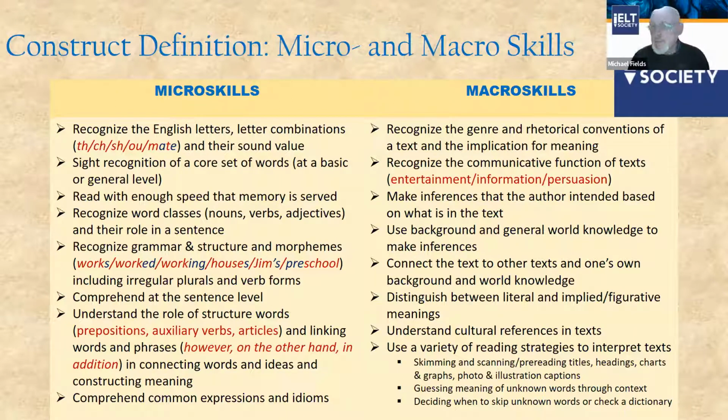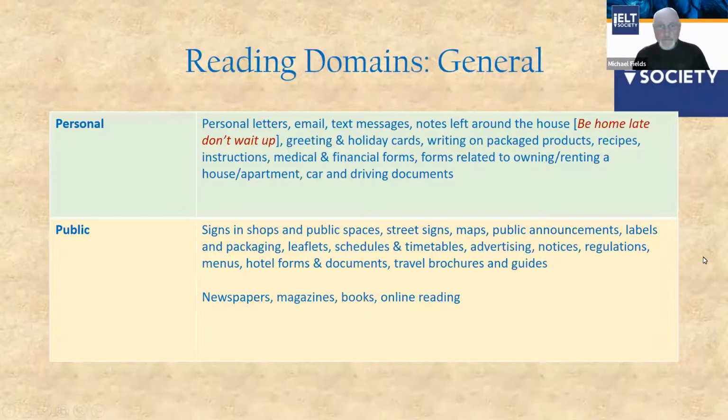Also, guessing the meaning of unknown words through context, and deciding when you can skip an unknown word because it's really not important to the general meaning of the text, or when you really need to figure out what that word means. So all of these points help us to build up an idea of what we mean when we talk about testing reading. So this is a kind of construct definition.